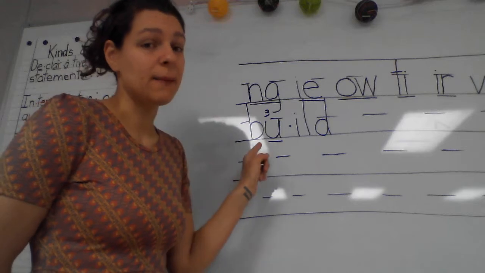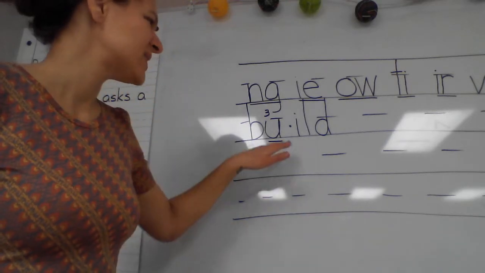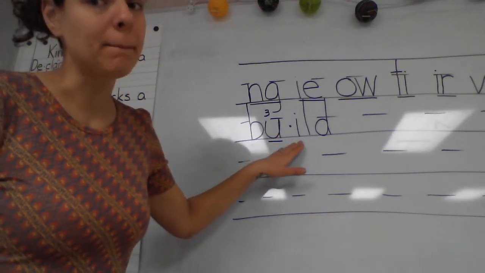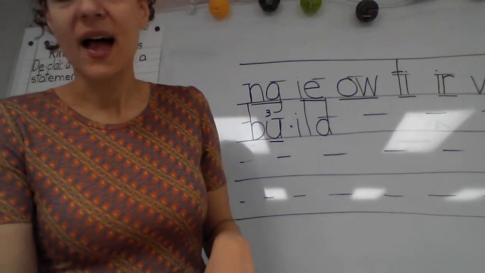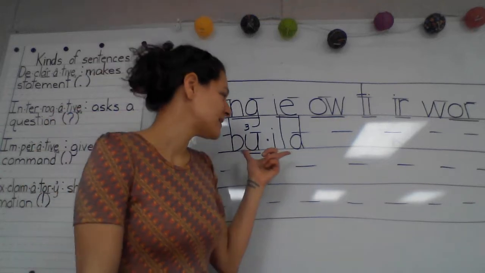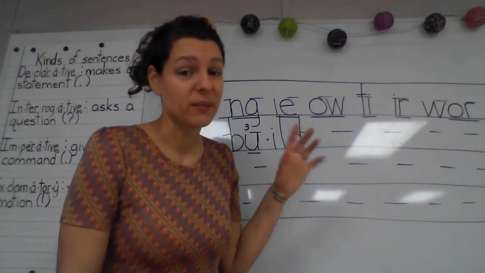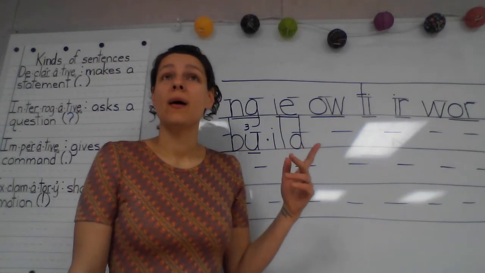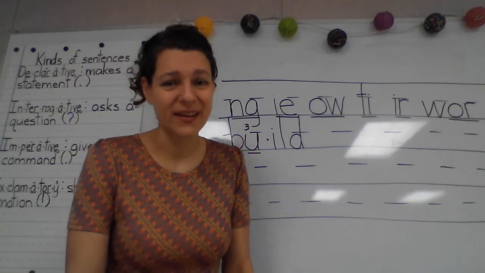Good, to spell it we say boo-ild. What do we say when we're talking? Good, build. All right, our next word is building. This is our base word, so building is going to be a two-way word again. We're going to say boo-ilding to spell it.